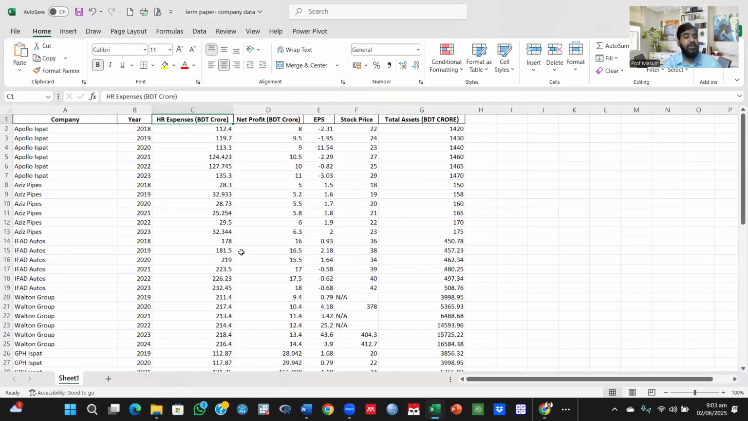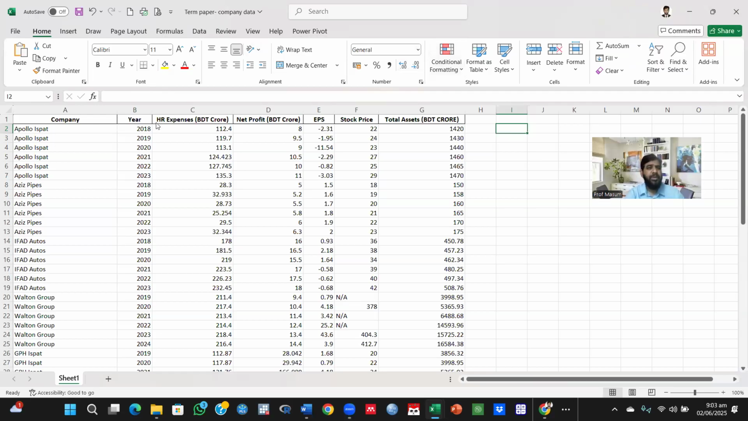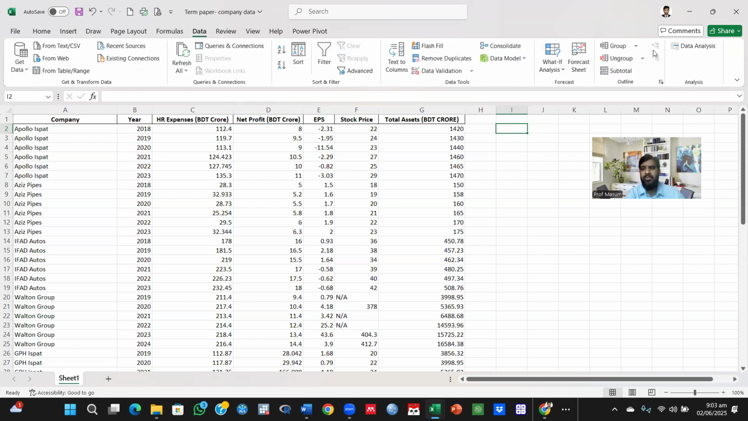regression. And for regression you can use the regression model here. You want to build some regression. To build a regression model, you have to go to your data section, and you will find data analysis here.